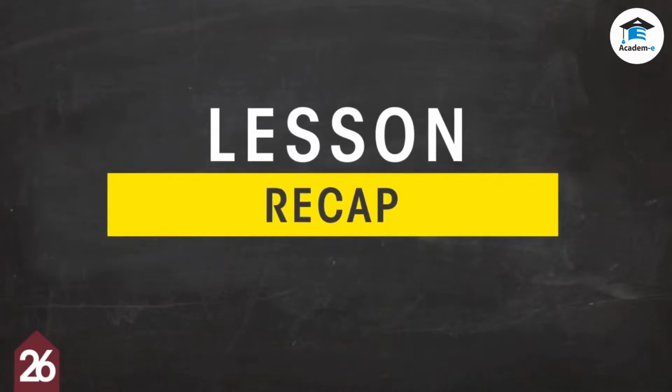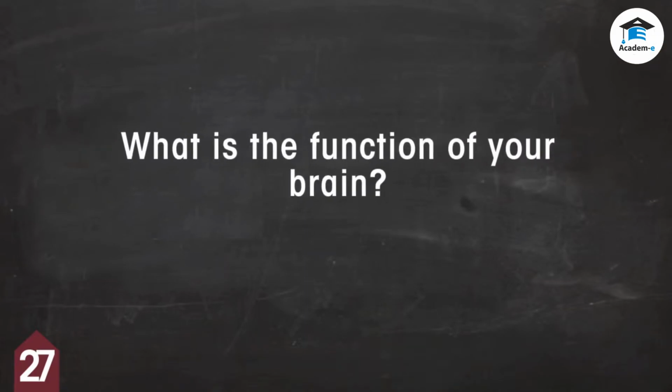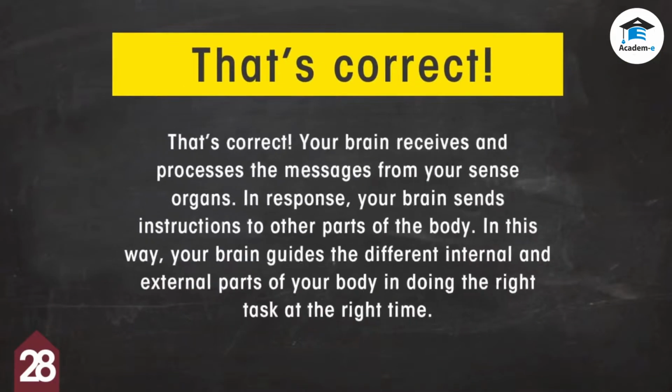Lesson recap. What is the function of your brain? That's correct. Your brain receives and processes the messages from your sense organs. In response, your brain sends instructions to other parts of the body. In this way, your brain guides the different internal and external parts of your body in doing the right task at the right time.